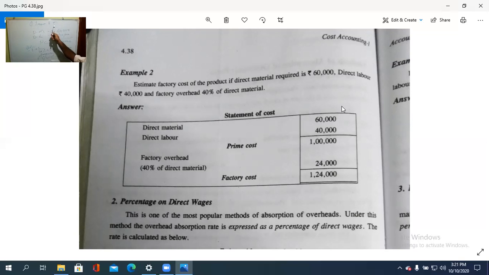Percentage on direct material means the percentage of the factory overheads on direct material: estimated factory expenses divided by estimated material cost into 100. That is this. See, 40% on direct material. 60,000 is the direct material.